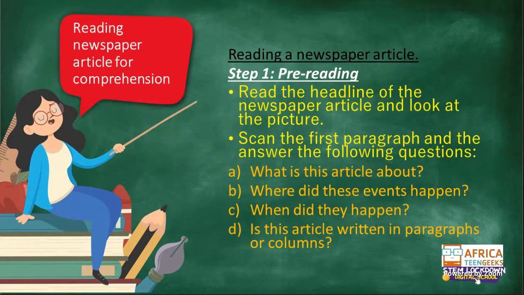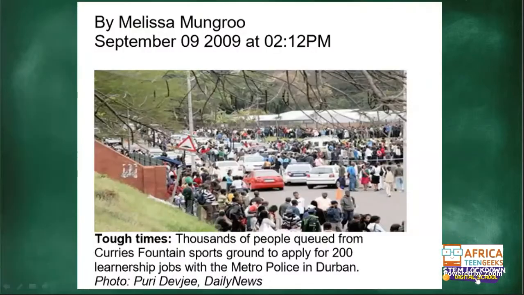Okay, right. Then during the pre-reading, we also scan the first paragraph and we answer the following questions, such as what is this article about? Where did these events happen? When did they happen? As well as, is this article written in paragraphs or in columns? So let us go to the first paragraph. Let us get somebody to read it for us.